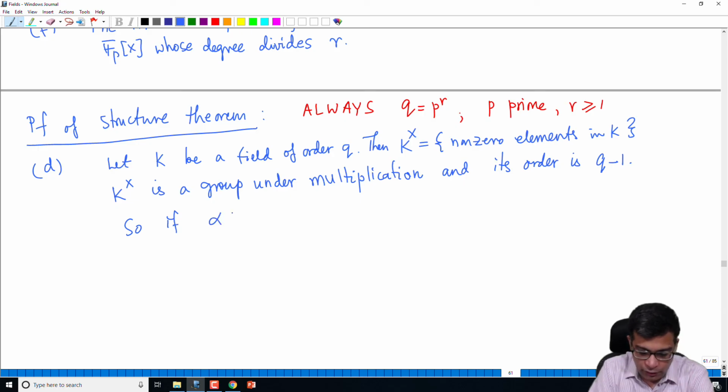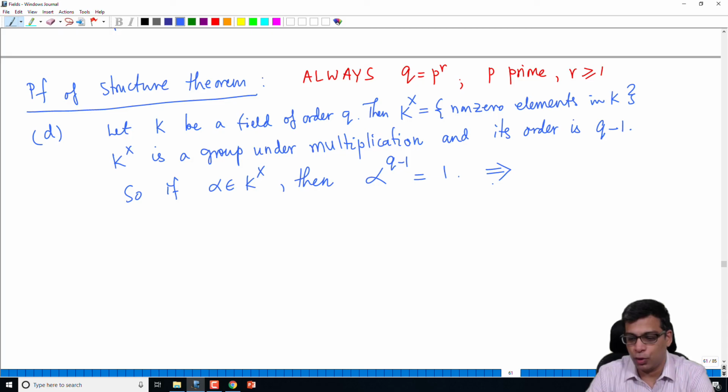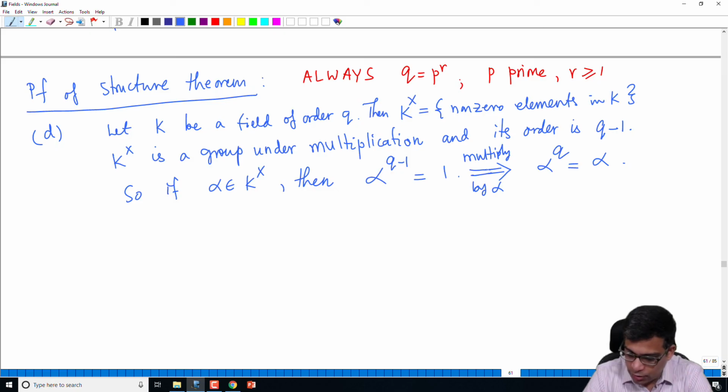So if alpha belongs to K cross, then by Lagrange's theorem, alpha power q minus 1 is 1. If you have a group of order 100, every element has order dividing 100, so that element power 100 is the identity element. So alpha power q minus 1 equals 1. Now if you multiply both sides by alpha, you get alpha power q equals alpha. I am taking this equation and multiplying by alpha on both sides. Alpha power q minus 1 becomes alpha power q, and 1 becomes alpha. So every element of K cross satisfies this.